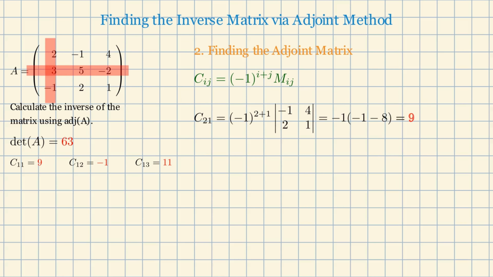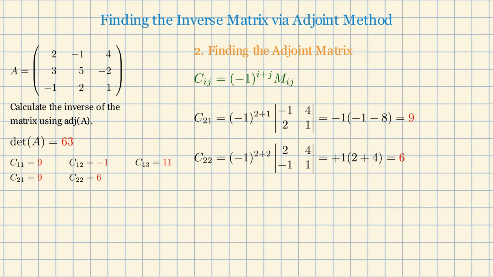C21 equals minus 1 to the power of 2 plus 1 times M21 equals 9. C22 equals negative 1 raised to the power of 2 plus 2 times M22 equals 6. C23 equals minus 1 to the power of 2 plus 3 times M23 equals minus 3.